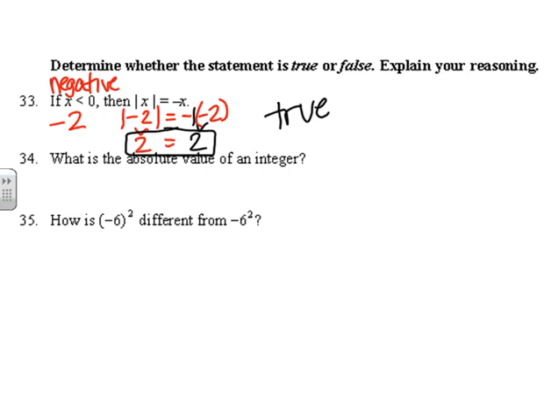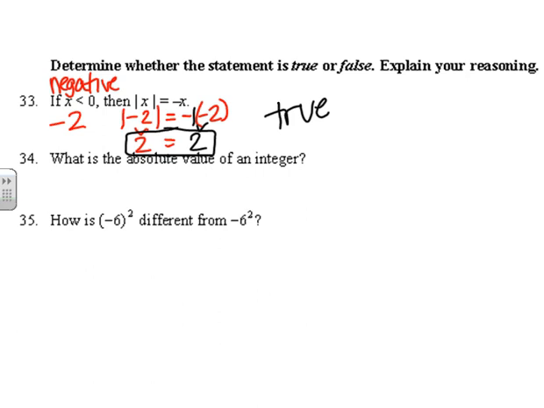Number 34, absolute value of an integer is the distance between a number and 0 on a number line. That's your definition we've been looking at. You can also draw a picture to show two numbers on a number line, one positive, one negative, and show what the distance between that number and 0 is, and then represent that as an absolute value.